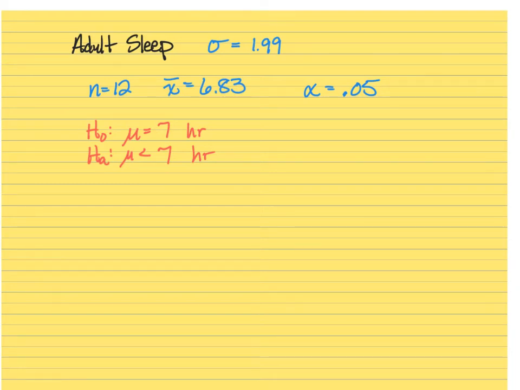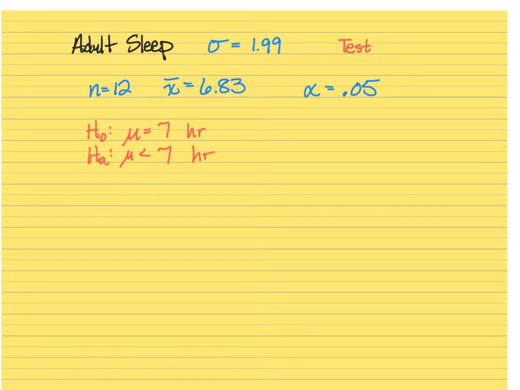All right, so let's test another claim about a mean. Now, what's going to be different in this case is we know sigma. So let's talk about the topic first. We're going to talk about adult sleep. How much do adults sleep on average per night? Somehow we know, maybe through historical records, that the standard deviation for adult sleep, the population standard deviation, is 1.99. Now, what's significant about knowing sigma is this.